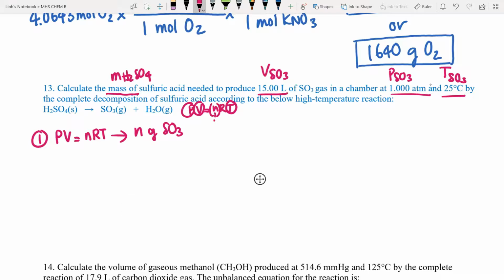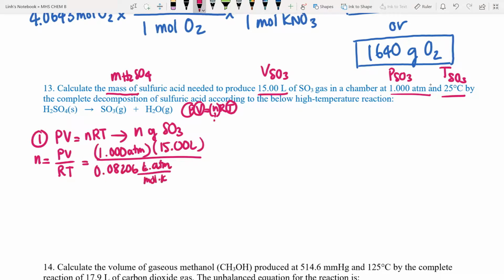So I'm just going to rearrange the equation. That'll be n = PV over RT. And you just plug in the numbers. After punching your calculator correctly, you should get 0.6133 mole of SO3. Now you have mole of SO3, but you want mass of sulfuric acid. There's a mole ratio between SO3 and sulfuric acid, and that's 1-to-1 in my chemical reaction.